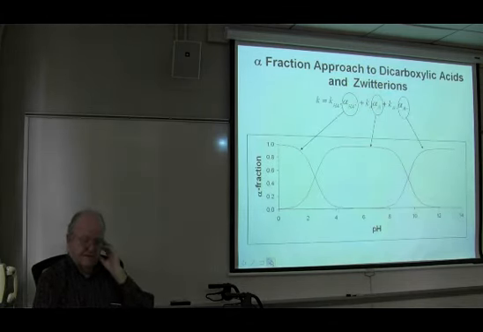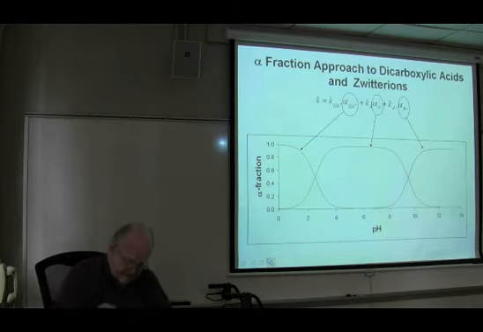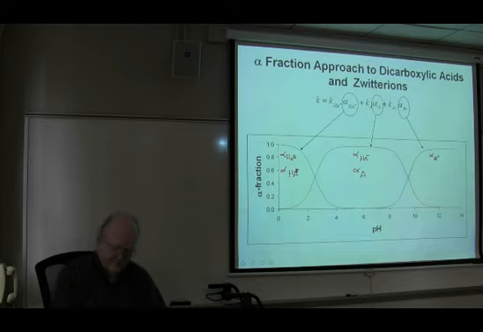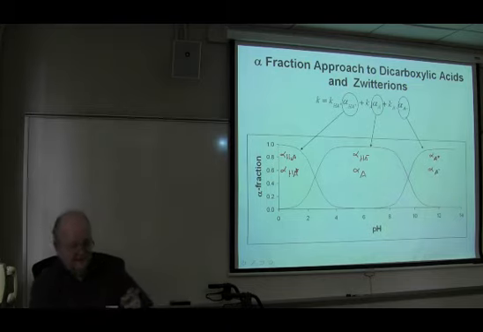Here's the alpha curves for dicarboxylic acids and Zwitterions. This would be the alpha of the H2A, or the alpha of the HA plus, or Zwitterion. This would be the alpha HA minus, or the alpha A if it were Zwitterion. This would be the alpha of the doubly charged, or the alpha of the A minus form if it was Zwitterionic. And the pKa's here are very different.